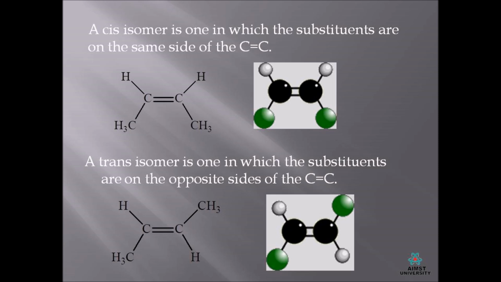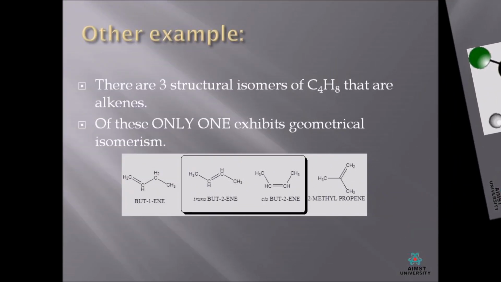A trans isomer is one in which the substituents are on opposite sides of the C double bond C. You can see here there is one hydrogen atom and one methyl group on one side and one methyl group and one hydrogen atom on the other side. This makes this compound trans, and the cis isomer and the trans isomer are examples of geometrical isomerism. Let us see the other example.